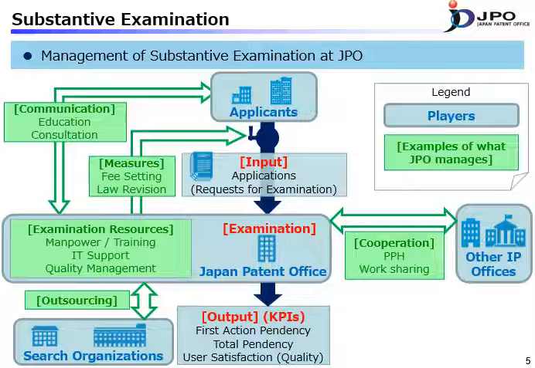Currently, the JPO has established several indexes that can be measured as key performance indicators (KPIs) for medium to long-term goals and is implementing various initiatives to achieve the goals. This slide shows the main examples of what the JPO manages in substantive examination in order to achieve the goals. We will explain the details of the examples listed on the slide.